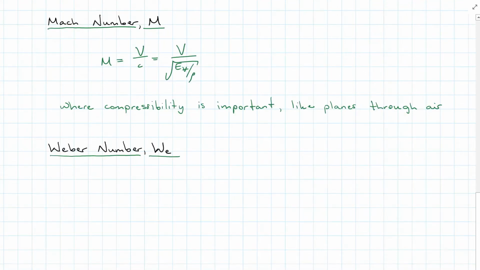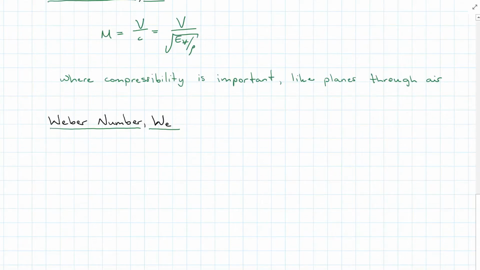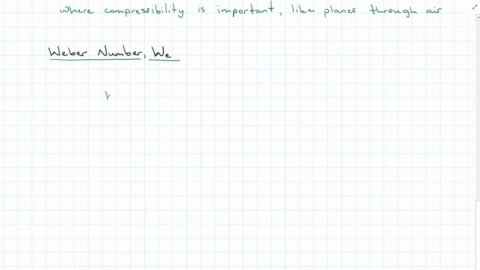And last, we have Weber number. Weber number comes into play when surface tension is very important, like bubbles. Weber number is going to be velocity divided by the square root of surface tension over density and length.